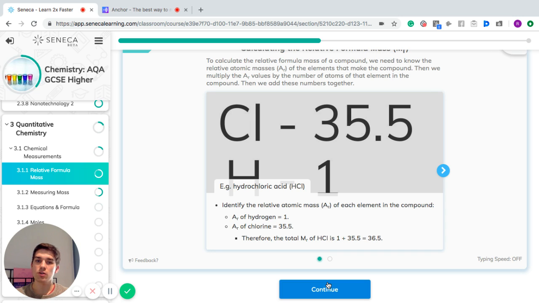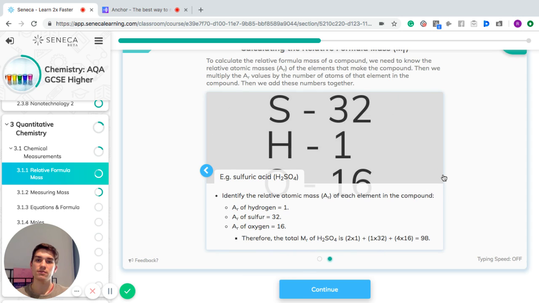So for example, hydrochloric acid, chemical formula is HCl, hydrogen and chlorine. Now the relative atomic mass of hydrogen is 1, and the relative atomic mass of chlorine is 35.5. So the relative formula mass, we'd add those two together, 1 hydrogen and 1 chlorine, so 1 for the relative atomic mass of hydrogen and 35.5 for the relative atomic mass of chlorine. So 1 plus 35.5 is 36.5. So we can say the relative formula mass of hydrochloric acid is 36.5.